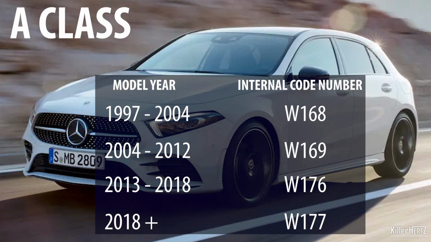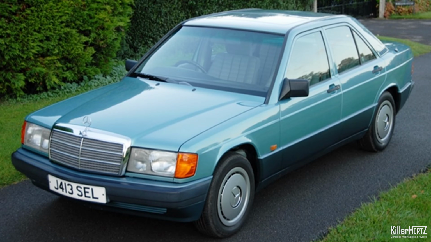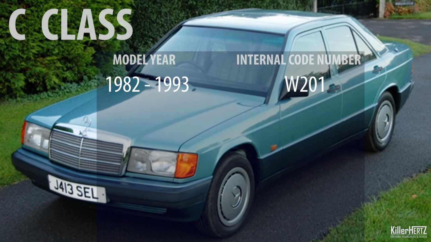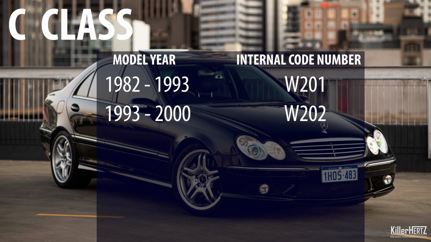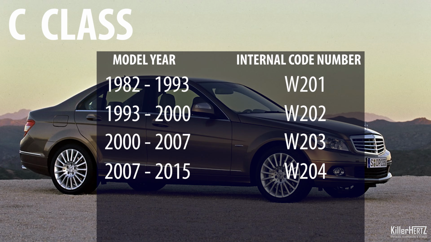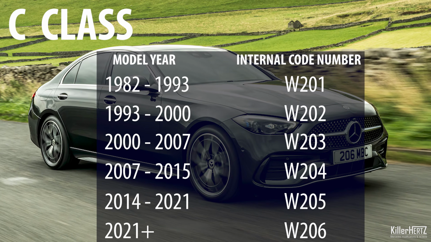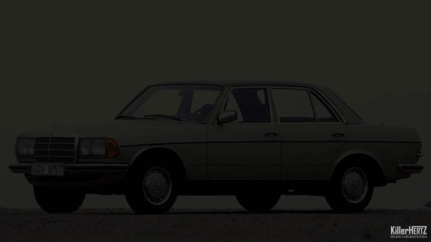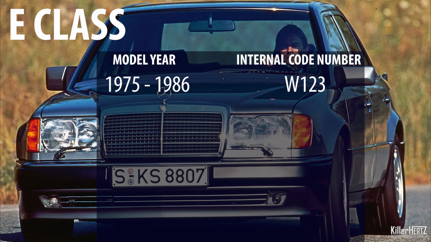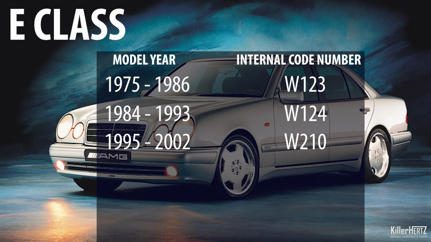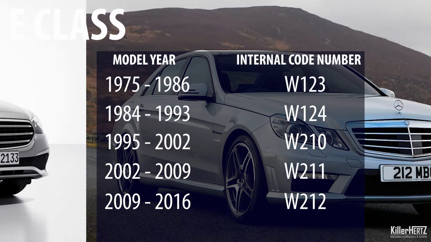Now for the most part, numbers are sequential, so with the C-Class it's gone from the original 190E, which was the W201, then replaced with the W202, 203, 204, 205 and now of course the 206. However, this is not always the case. Looking at the E-Class for example, we've gone from the W123, 124, then the W210, 211, 212 and then the 213.